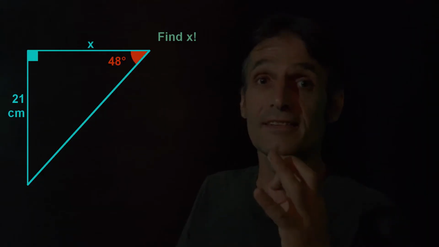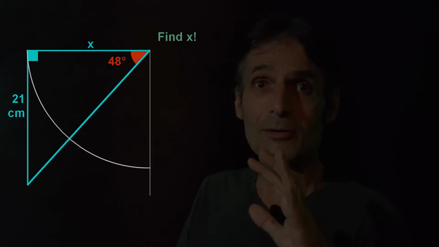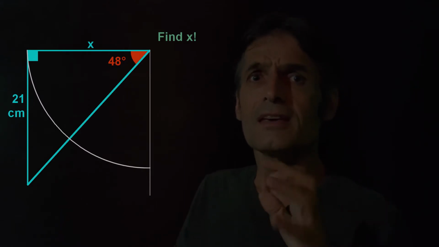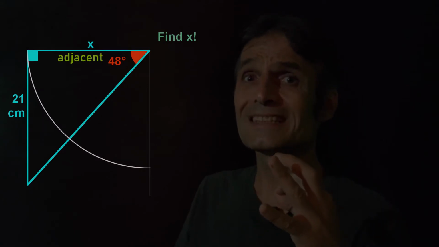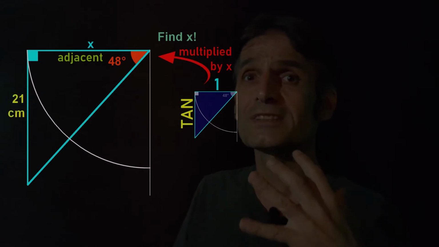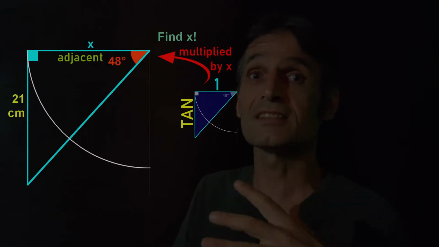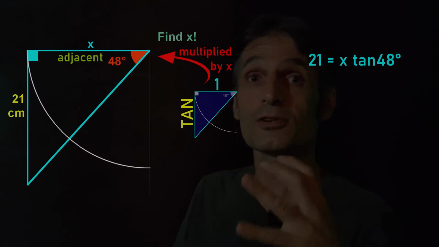So, how was that? Let's draw our circle to see the situation better. It's head down, but it should be okay. Here, x represents the adjacent side, so this triangle is x times bigger than the unit triangle, which means that 21 centimeters is x times the tangent. Let's write it. 21 equals x times tangent 48 degrees.